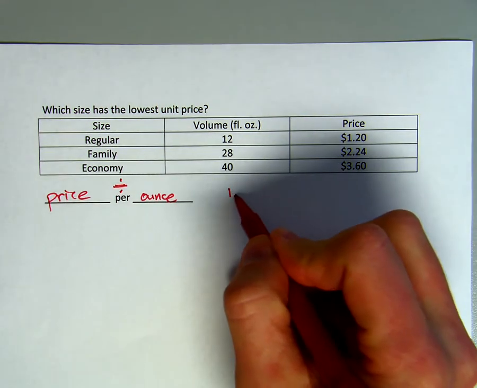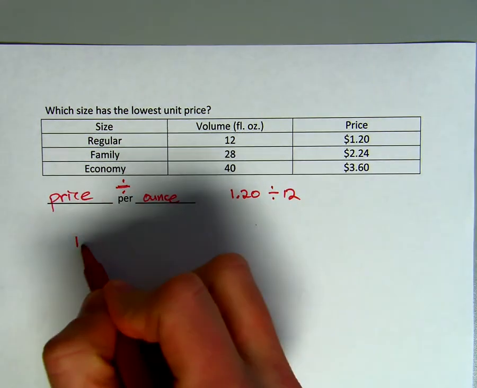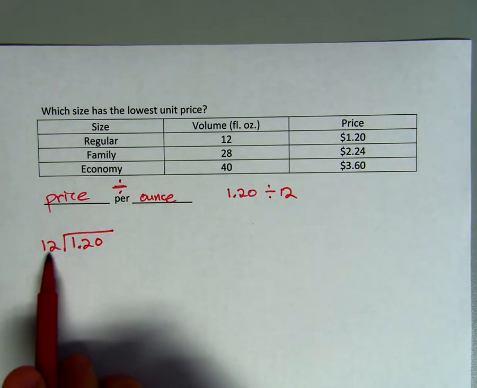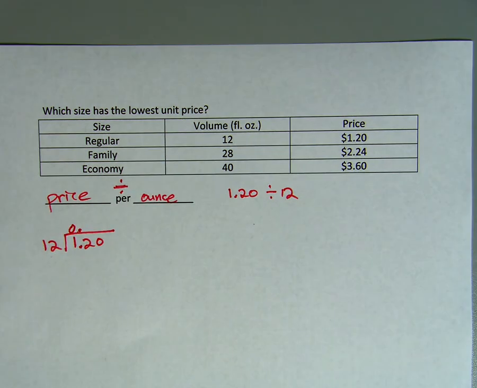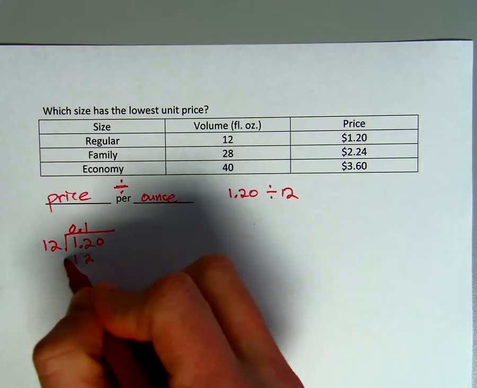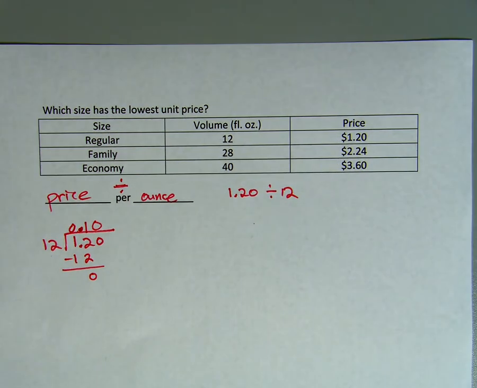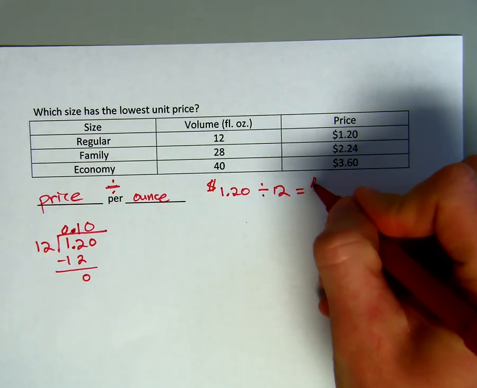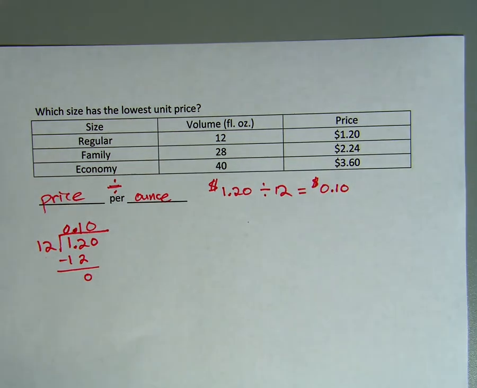So I would have 120 divided by 12. Go ahead and do my work over here. 120 divided by 12. 12 goes into 12 one time, 12 goes into 0 zero times. Put my decimal. I get 0 left over, and so I get 0.10. So 120 divided by 12 is going to equal 10 cents. So for every ounce of laundry detergent, I pay 10 cents with the regular.